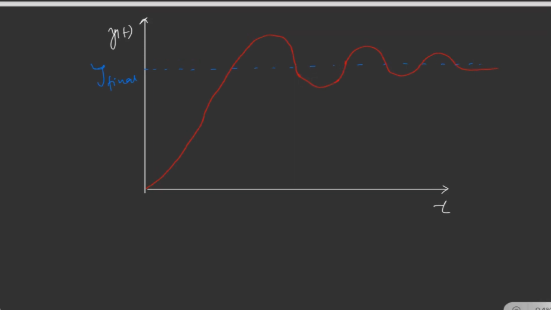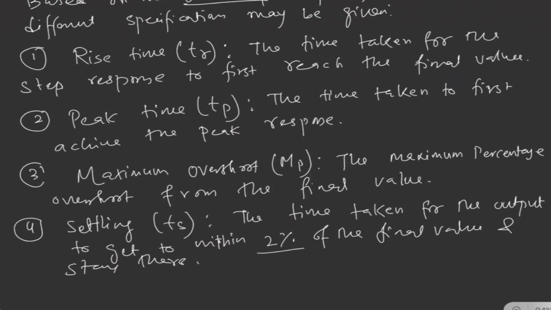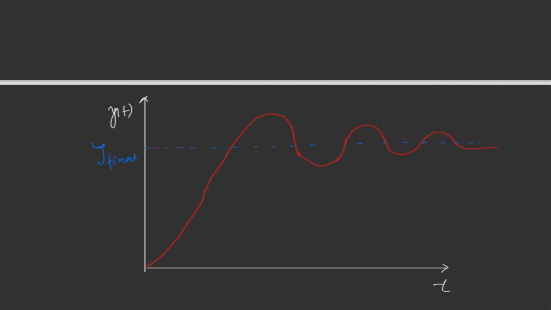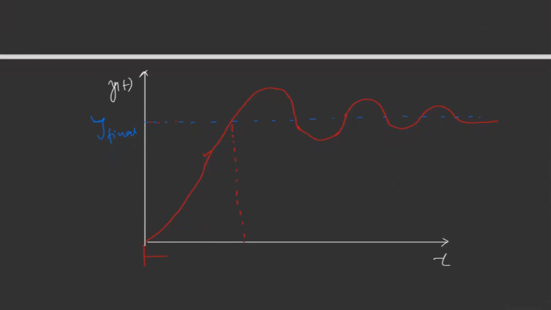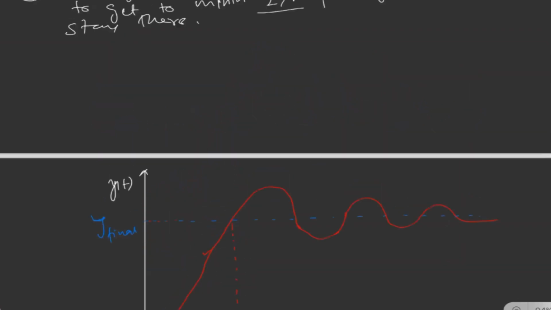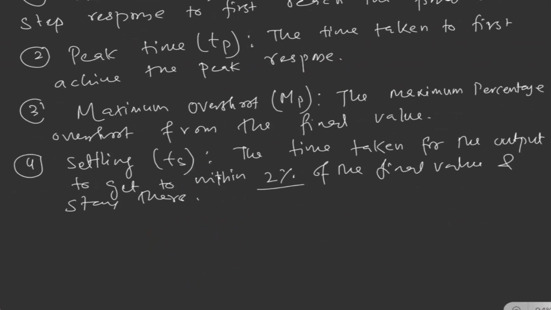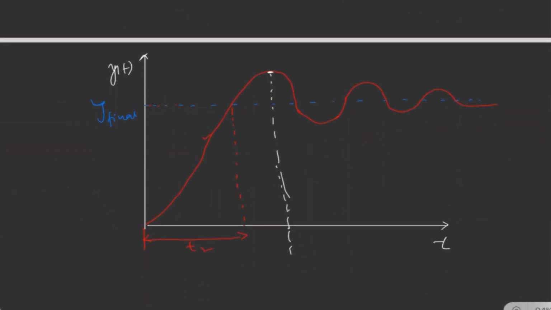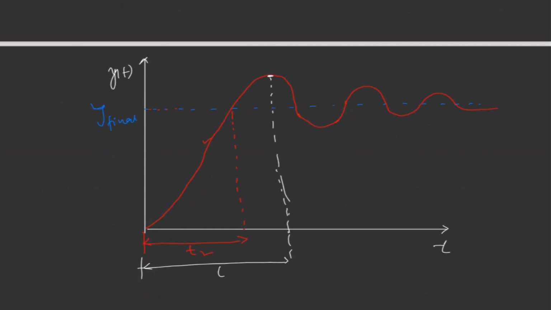Now, as for the definition, first let's go to rise time. The time taken for the response to first reach the final value. So this is our final value, and this is the response plot. It first reaches the final value here, so the time taken from this to this we can denote by TR. The second is peak time, the time taken to first achieve the peak response. This is our peak response here, the maximum peak. The time taken to reach this peak we denote as TP, peak time.